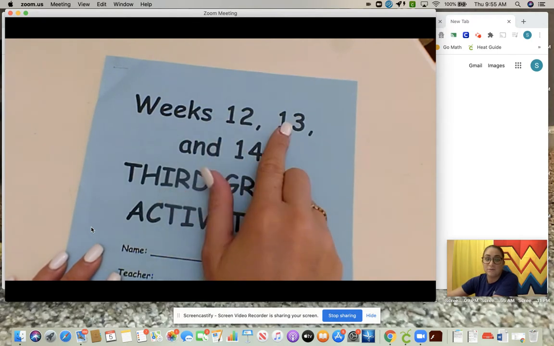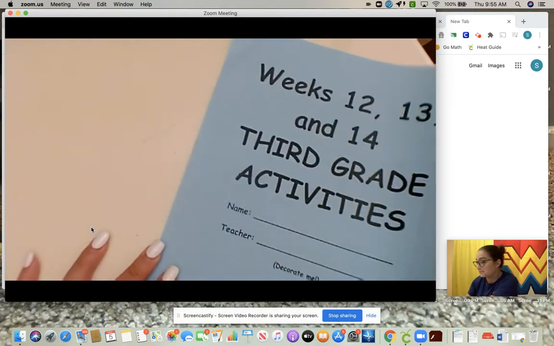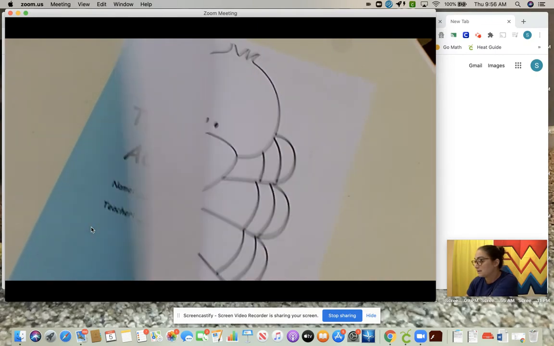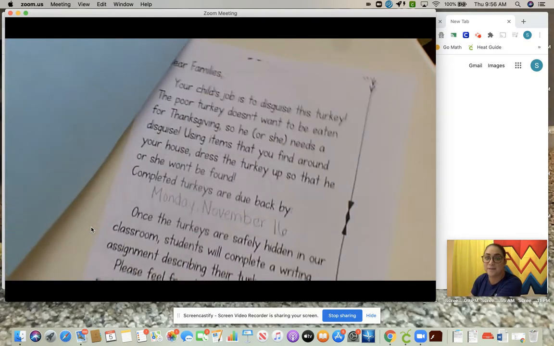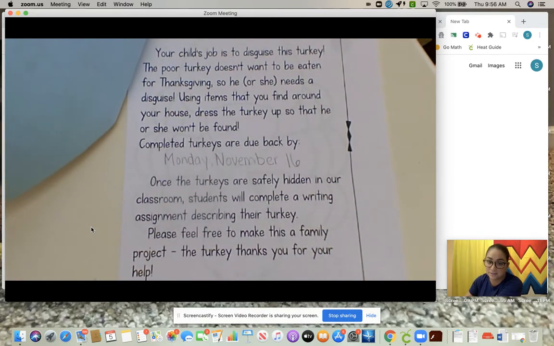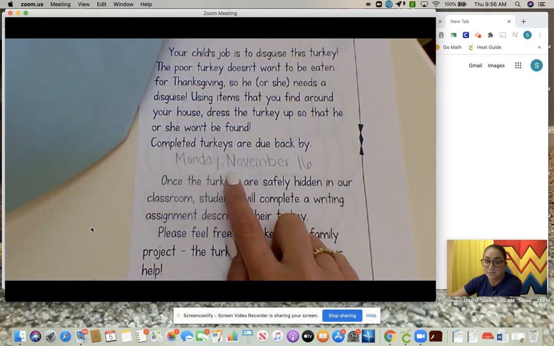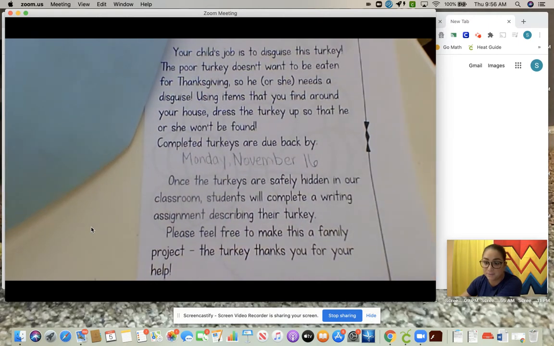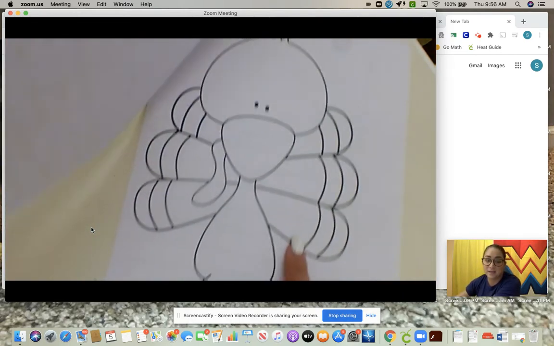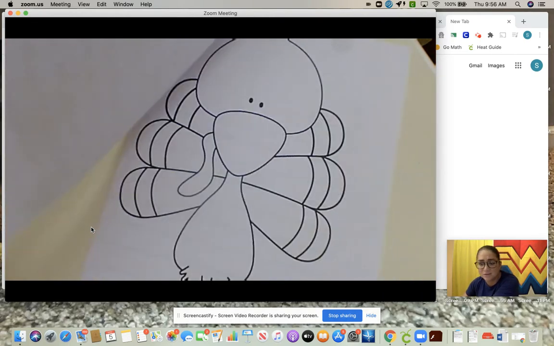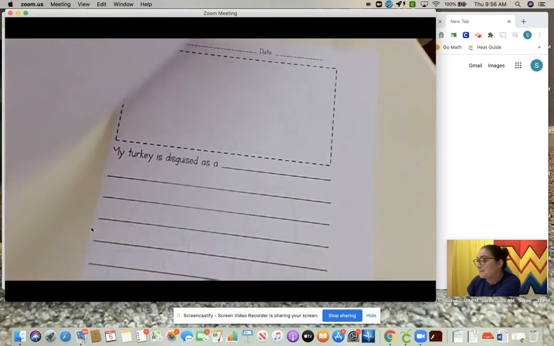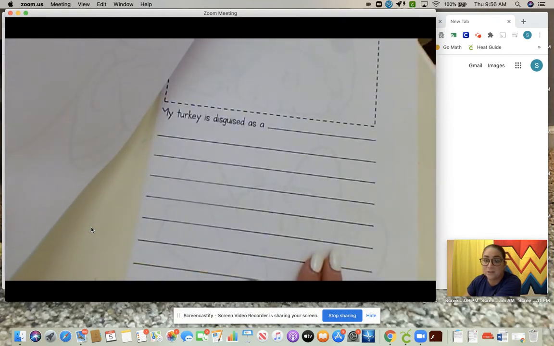So in weeks 12, 13, and 14, third grade activities, I explained this project. Okay, so go ahead, just read this. This is what you're going to do. It's going to be due Monday, November 16th, because we are going to present them in class. So you are going to disguise your turkey using whatever you want. You can use stuff from home, glue stuff from home on it. You don't just need to color it. And then you are going to explain what your turkey is disguised as.